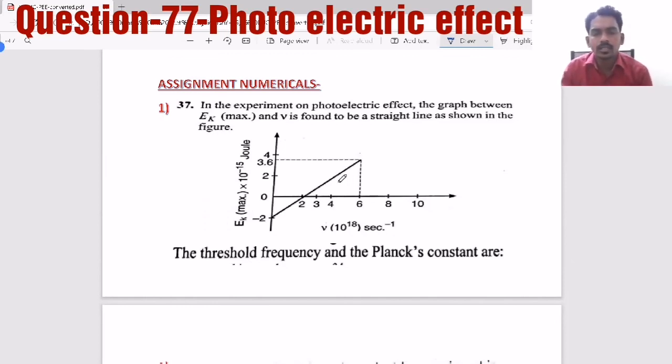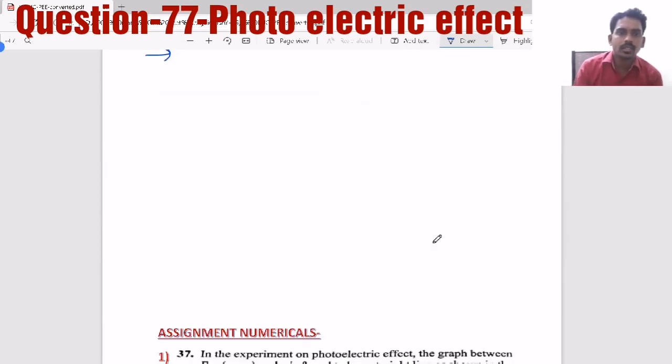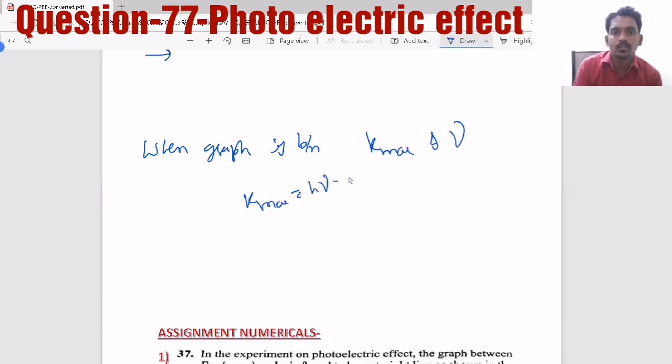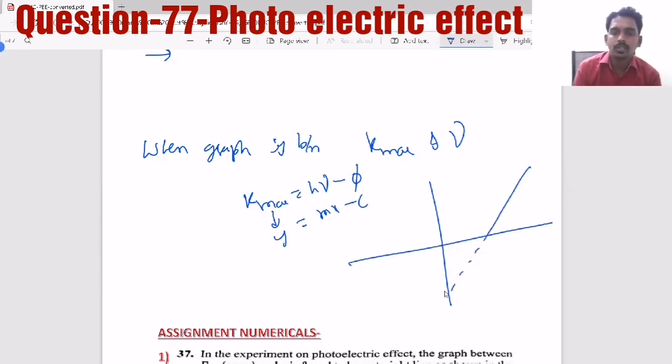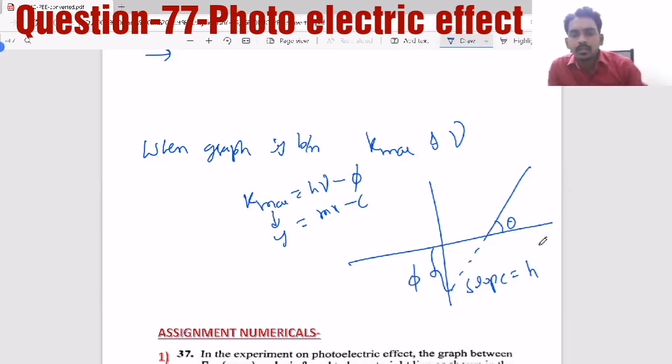Just see here, instead of stopping potential, they have given K maximum. When the graph is between K maximum and frequency, then K maximum equal to h nu minus phi. Now this is on the y-axis, mx minus c. So the graph will be a similar kind of graph, y equal to mx minus c, but now slope is only h and intercept will become phi. Like that, depending on the graph, the slope and intercept may change.